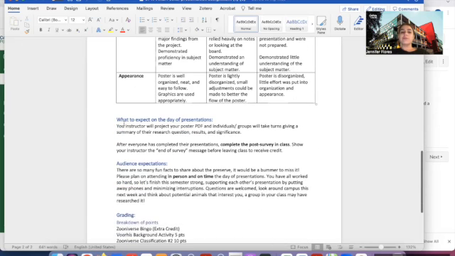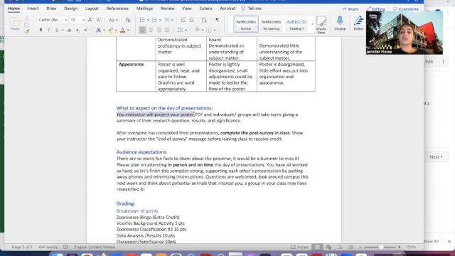What to expect on the day of presentations: your instructor will project your PDF poster, and individuals or groups will take turns giving a summary of their research question, results, and significance. After everyone has completed their presentations, complete the post survey in class, and show your instructor the end of survey message to receive credit. We will be giving 5 points extra credit for completing the post survey. However, we don't want to advertise that it's extra credit. We want to say that in order to have completed the poster presentation component, they need to do the post survey in class.